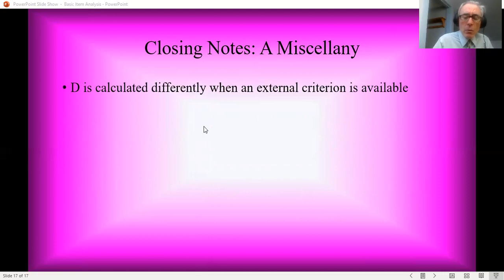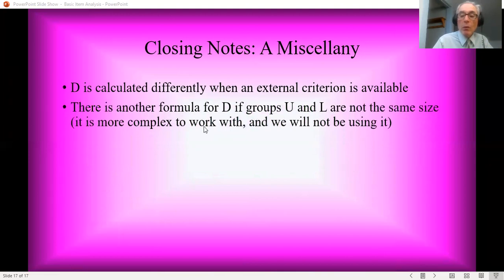It is true that there's a different way of calculating D if you have an external criterion. We're not going into that, but you can look it up. It's a different formula that gives you somewhat similar results. There's also a different formula if the upper and lower groups are not the same size. It's more complicated, and again, we're not going there, but if you need to work with that, you can find this information.